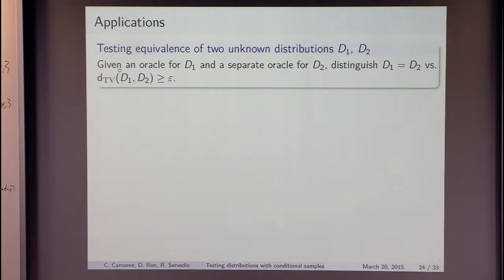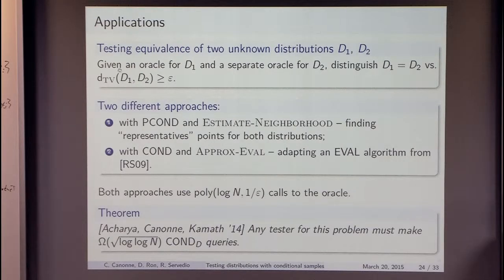So just to briefly state some of the applications, we have this problem of telling whether two distributions, where you have conditional sample access to both distributions, are the same or far from each other. We have two different algorithms for solving this problem. One of them builds off of the estimate neighborhood procedure, this first tool that I mentioned. The other one builds off of this approximate eval procedure. And both these approaches have polylogarithmic query complexity to the different kinds of oracles.